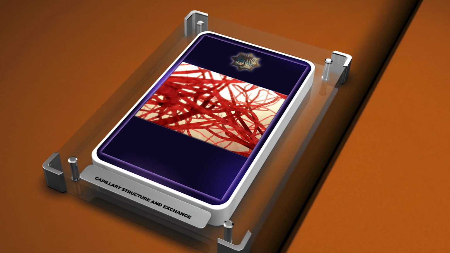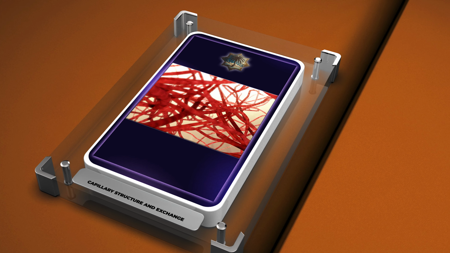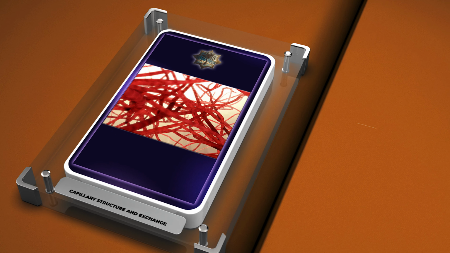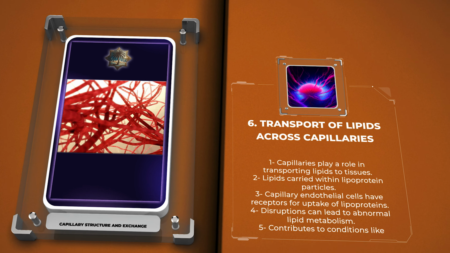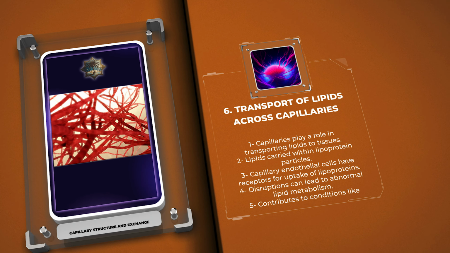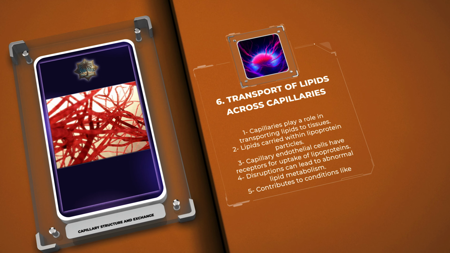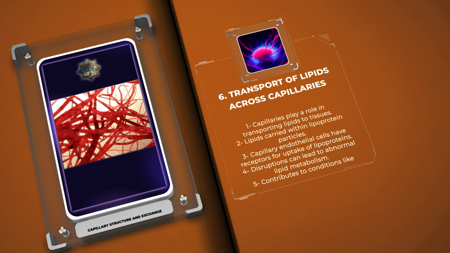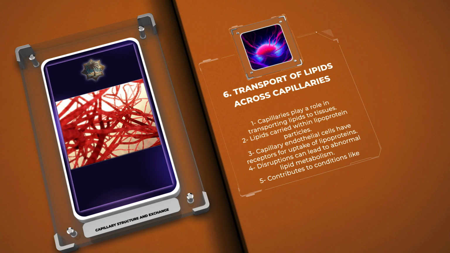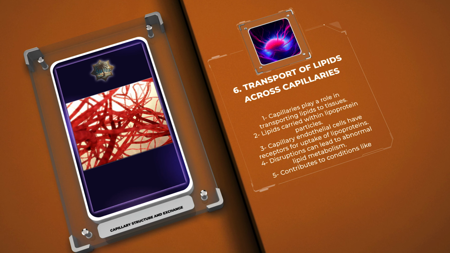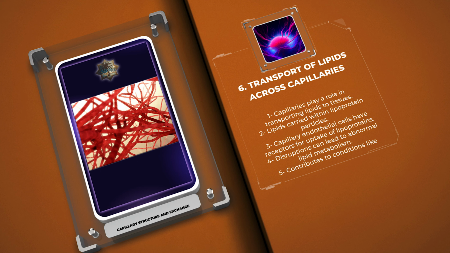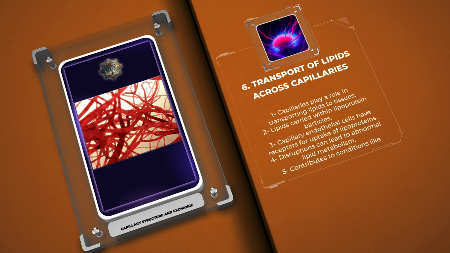Capillaries play a vital role in the transport of lipids, including fatty acids and cholesterol, to various tissues. Lipids are carried within lipoprotein particles, such as chylomicrons and low-density lipoproteins, LDL. Capillary endothelial cells possess specific receptors that facilitate the uptake of lipoproteins, allowing the transport of lipids across the capillary wall. Disruptions in this process can lead to abnormal lipid metabolism and contribute to the development of conditions like atherosclerosis.